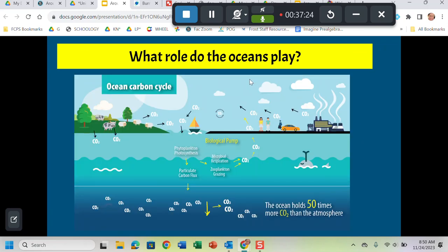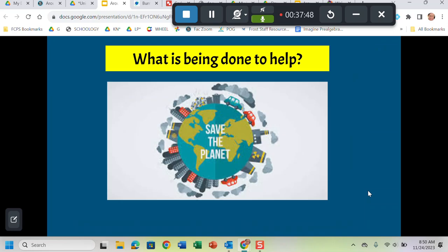All right. What role do the oceans play? Well, the ocean holds 50 times more carbon dioxide than the atmosphere. And so we have to just realize that we do have carbon dioxide in a cycle here, right? Oops, clicked on the wrong button. Sorry. So the ocean is a huge thing that impacts our carbon locations.